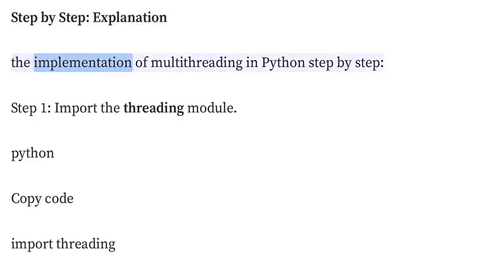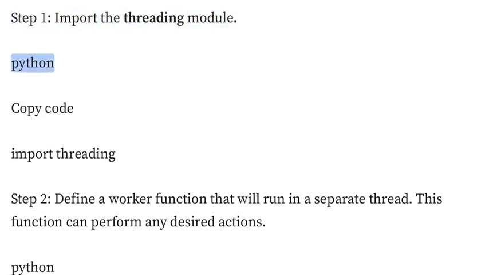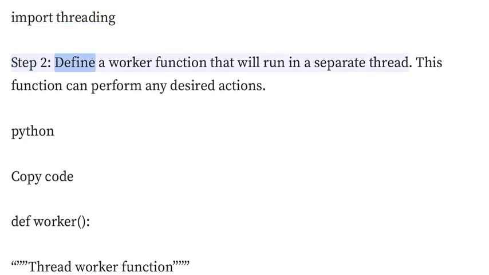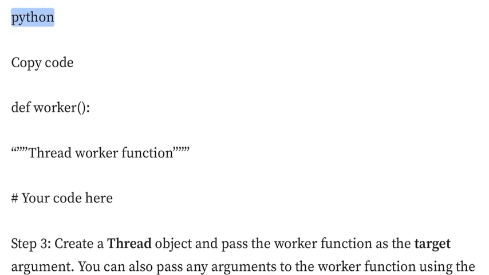Step by step explanation. The implementation of multi-threading in Python step by step. Step 1. Import the threading module. Python, copy code. import threading. Step 2. Define a worker function that will run in a separate thread. This function can perform any desired actions. Python, copy code. def worker(): # thread worker function. # your code here.